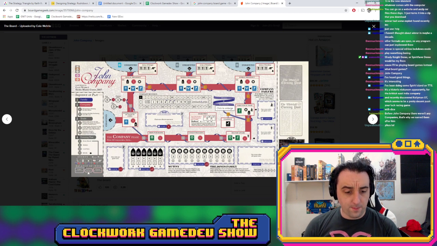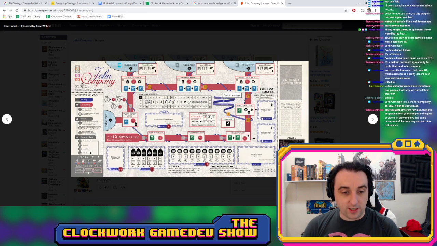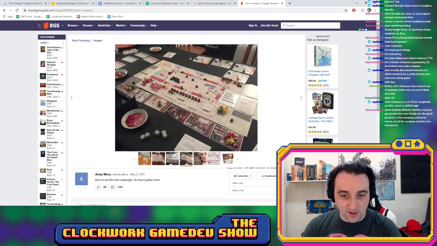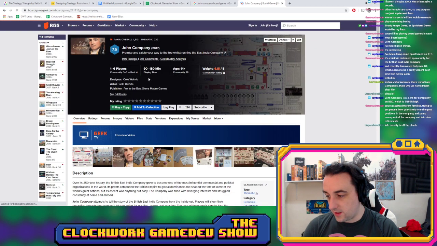But you could probably do a lot with information hierarchy and stuff like that. 4.1 out of 5 for complexity on BGG, which is super high. So maybe this is really complicated. Looks pretty complicated. And then there's, of course, other things. Info density is off the charts.